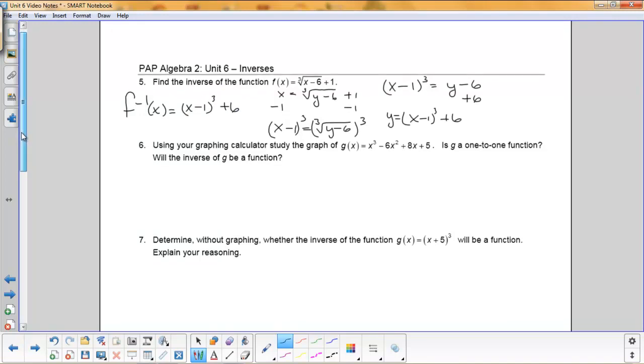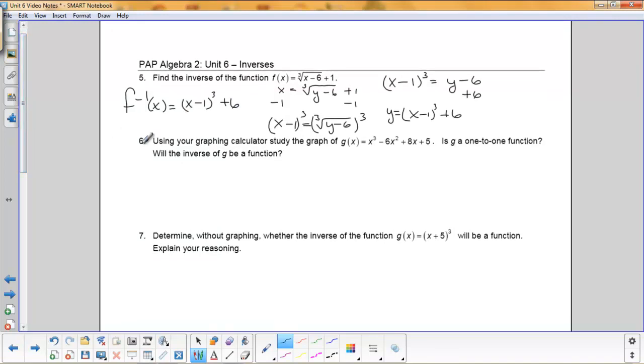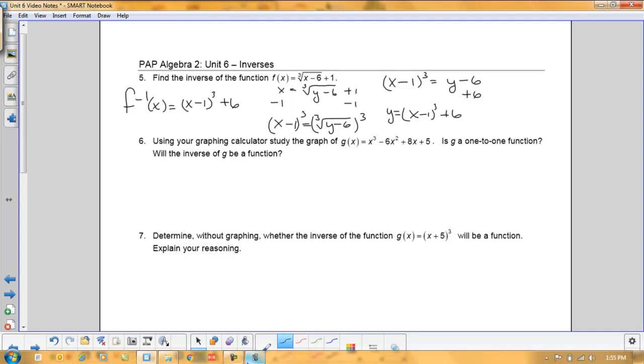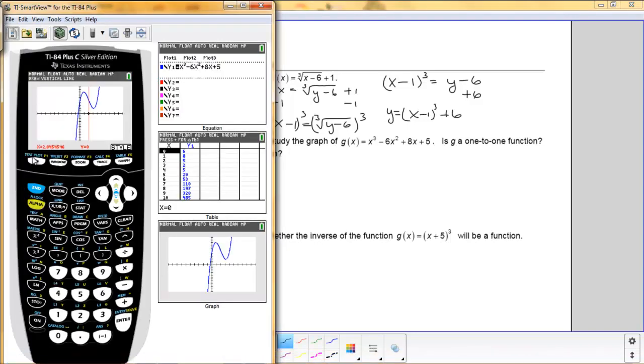Question number 6. We're going to use our graphing calculator to study this graph. So let me go ahead and get that up. Go back into y equals so you can see what I've done so far. I've simply put that into the equation, and now I'm going to graph it. All right, now it's asking me if it's 1-to-1.